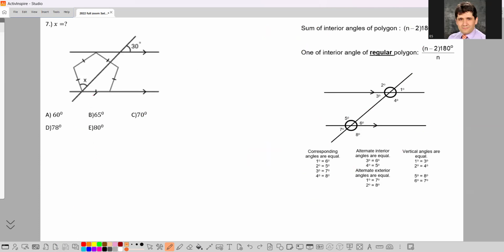Next question has to do with a regular pentagon. Two transversal lines. If we remember from this property here, these red angles are all equal. So that tells us that if this angle is 30, this angle must be 30 as well. But now the angle x plus 30 will make the interior angle of the pentagon. And how do you find the interior angle of the pentagon? If it's not regular, you can't, but this one is regular.